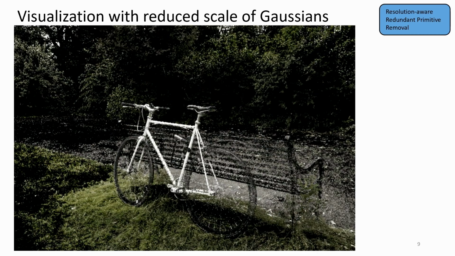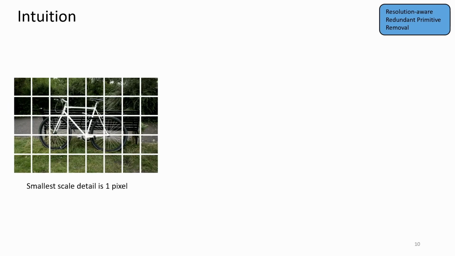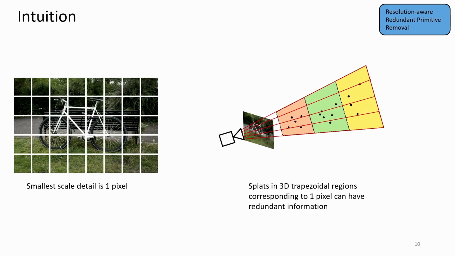So we want to come up with a redundancy metric for our points that quantifies how redundant these points are, and then cull points that score high. The idea behind the redundancy metric is that after rendering, the scale of detail that we can represent is limited by the final image resolution. So we search for redundancy in the number of ellipsoids that fall inside a 3D region that gets splatted on the same pixel, as these ellipsoids will probably share information, and so they might be redundant.